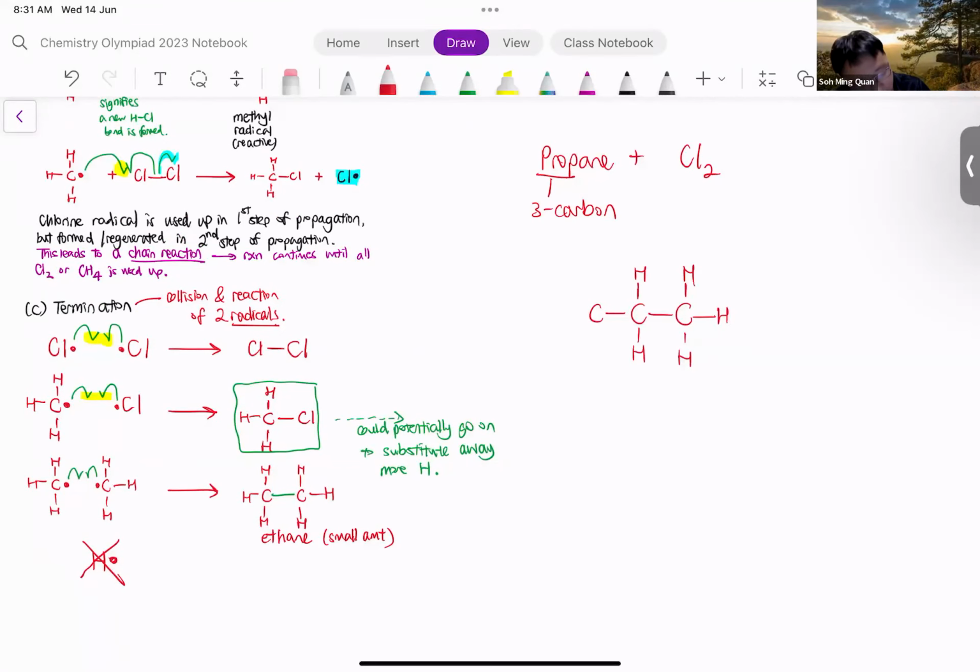So this is the structure of propane, which is C3H8. All right. Now, usually we will not draw propane as such. For longer molecules, instead of drawing all the C and H out, we will use what we call the skeletal formula.